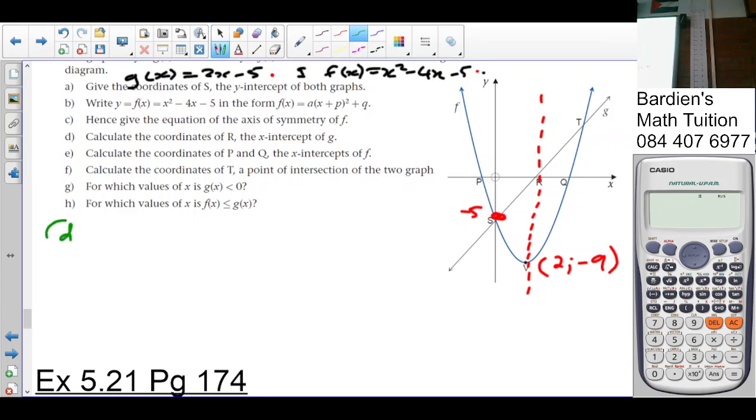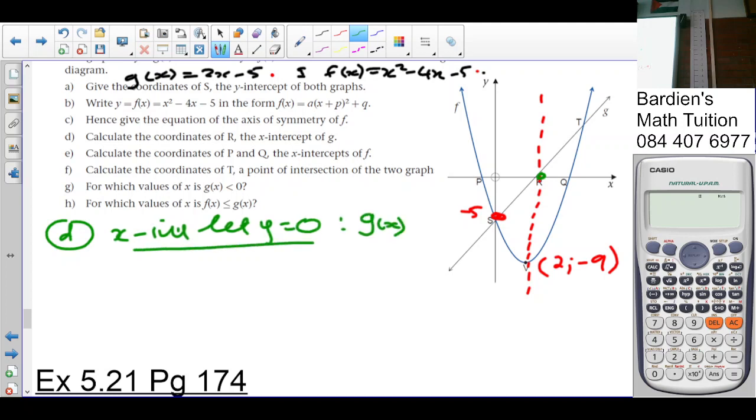Let's look at D. Calculate the coordinates of R, the x-intercept of g. How do you calculate the x-intercept? Let y equal to 0. And this is the graph of g of x. So 0 is equal to 2x minus 5, so negative 2x is equal to negative 5, so x is equal to 5 over 2 or 2.5. Have I answered the question? No. Therefore R is going to be 5 over 2 and 0.